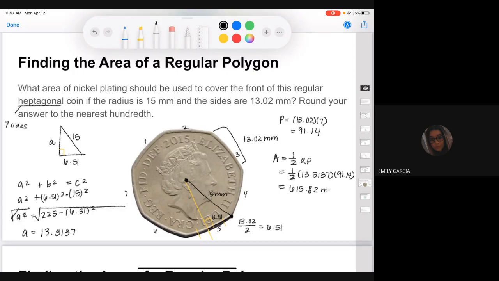Okay. So again, here what I'm doing is I have to find my apothem. The way I do that is I use the Pythagorean theorem. I need to find my perimeter. How I do that is I take the length of each side and multiply by the number of sides I have, plug that into my area of a regular polygon equation, and solve. Okay, any questions here? Questions, concerns? Okay.